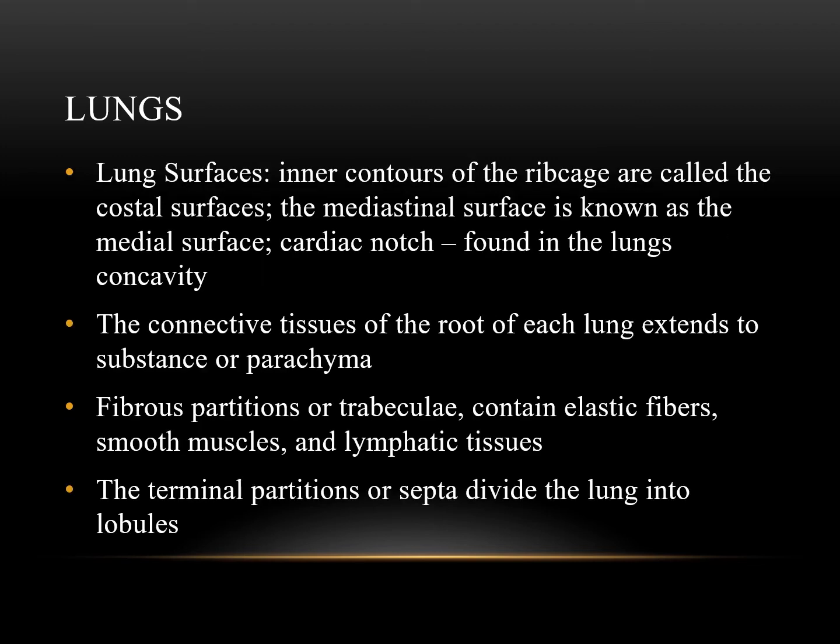Lung surfaces. The inner contours of the ribcage are called the costal surfaces. The mediastinal surface is known as the medial surface, and the cardiac notch is found in the lung's concavity. The connective tissues of the root of each lung extend to the substance, or parenchyma. Fibrous partitions, or trabeculae, contain elastic fibers, smooth muscles, and lymphatic tissue. The terminal partitions, or septa, divide the lung into lobules.